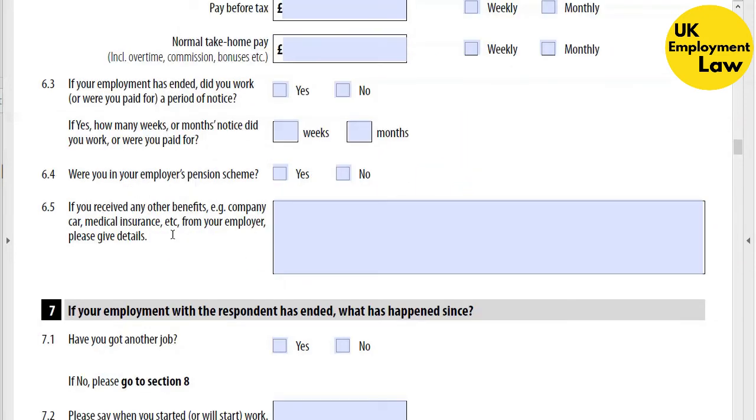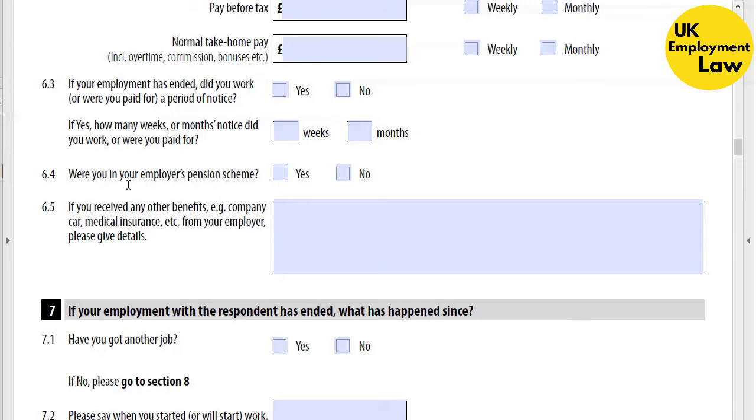In subsection 6.3, if your employment has ended, did you work or were you paid for a period of notice? This is about notice. If there is no notice period specified in your contract of employment, then you are entitled to statutory notice of 1 week for each complete year of service.